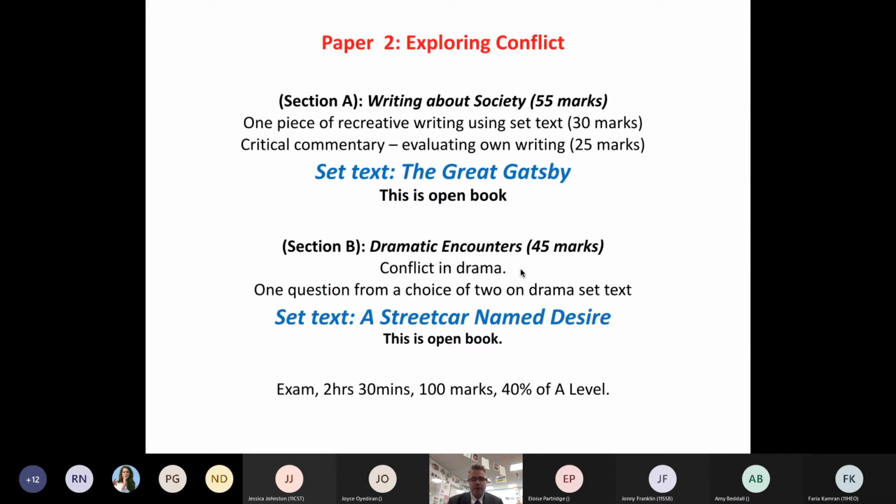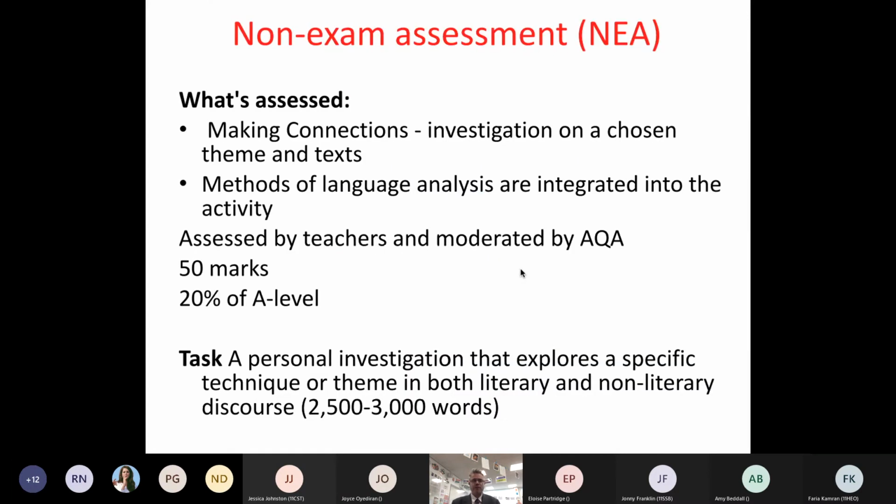Whoopee. Right, okay. Now then, the non-exam assessment. Oh, I love this. Now, this is 20%. A fifth of your marks are based on what you write yourself. Now, you can see, look at the bottom task: a personal investigation that explores a specific technique or theme in both literary and non-literary discourse.